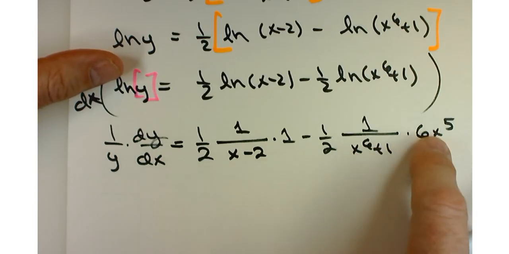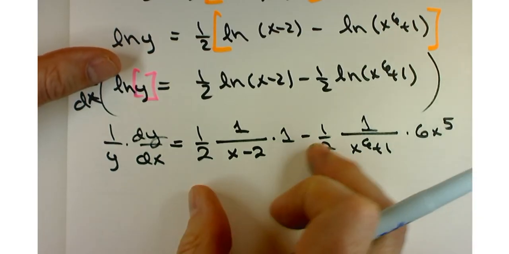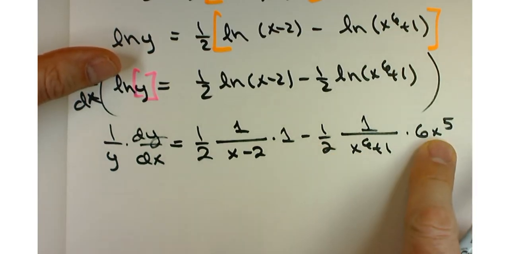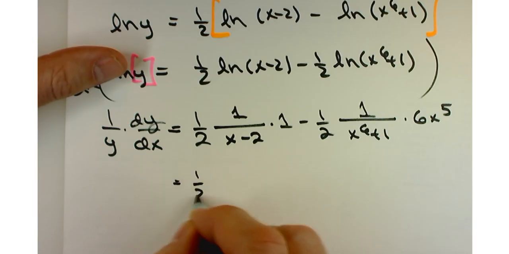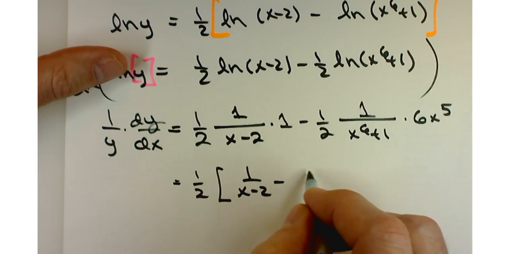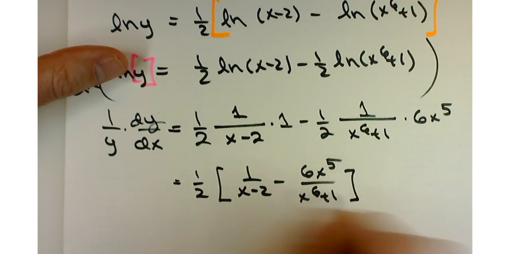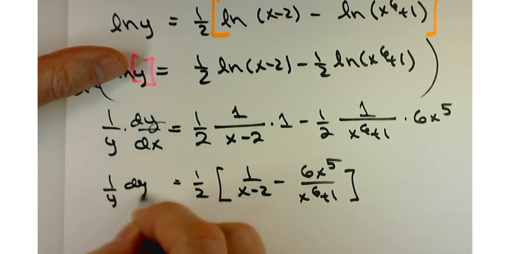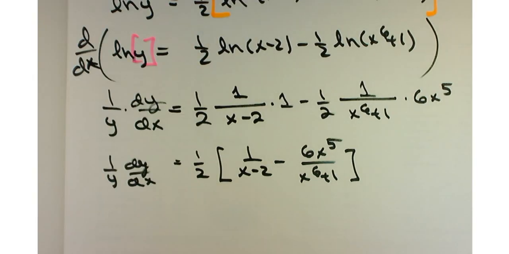Let's clean this up just a little bit. You could factor out the 1/2. I'm kind of torn. Factoring out the 1/2 is fine. Also, it's all right if I cancel that 2 into this. But let's factor out the 1/2. Let's go with Saylor's suggestion. 1/2 times 1 over x minus 2 minus 6x to the 5th over x to the 6 plus 1, and that's going to equal 1 over y dy by dx. I remember being kind of amazed when I first saw this. I'm like, wow, it just works out, and it will.